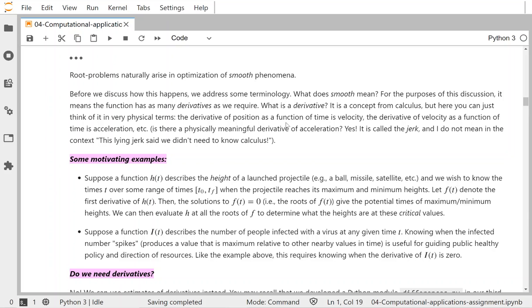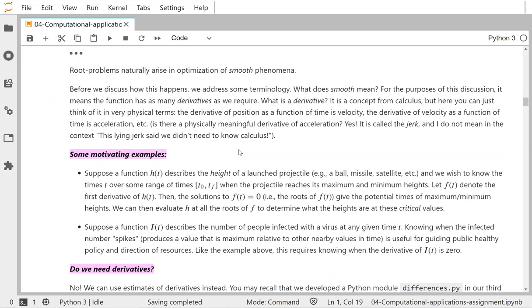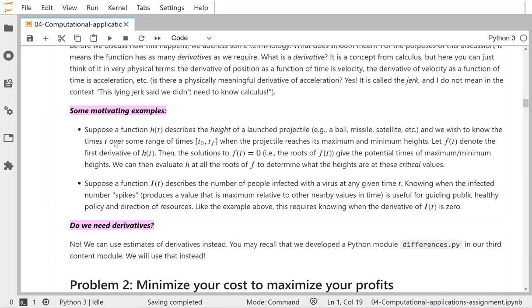The derivative of a position as a function of time is velocity, the derivative of velocity as a function of time is acceleration, and so on. Is there a physically meaningful derivative of acceleration? Yes, it is actually called the jerk. And I do not mean it in the context of this lying jerk said we didn't need to know calculus. I would be the lying jerk in this case.